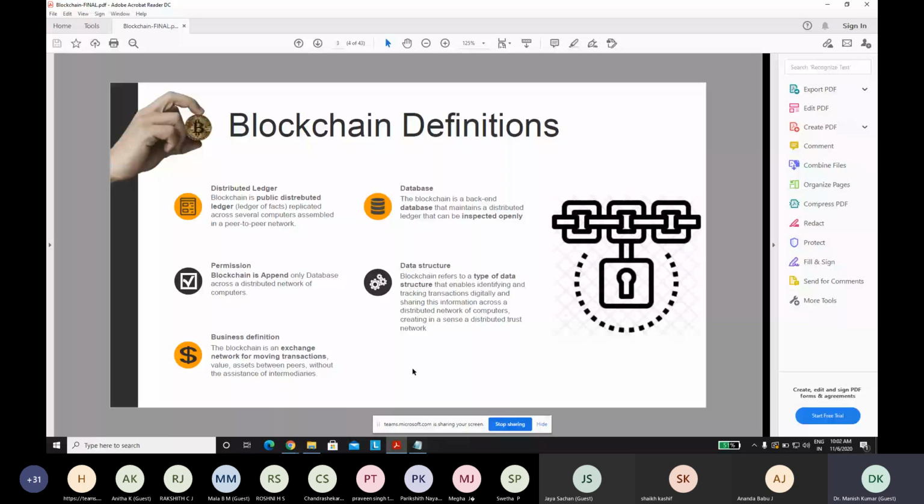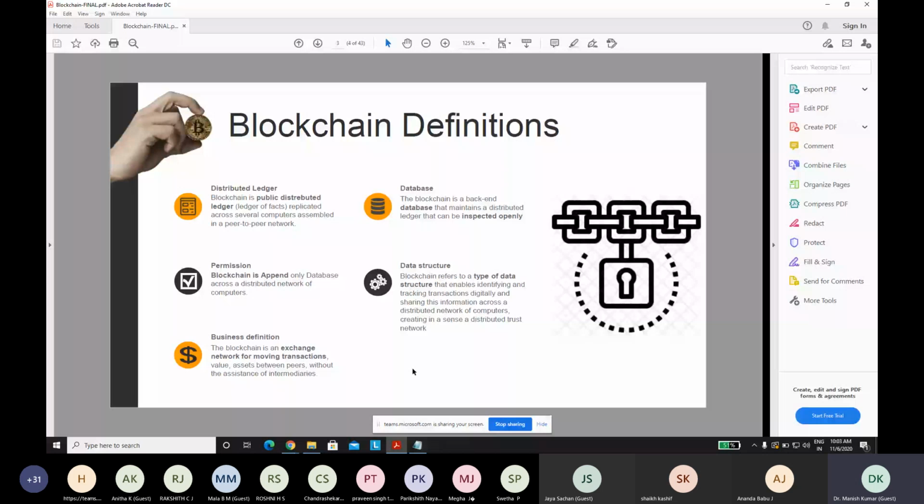Suppose tomorrow the same owner wants to sell this house by cheating. It is practically very difficult for him, because anyone can verify whether the house is already sold, or whether he is still the owner of this house. This concept is called a distributed ledger.